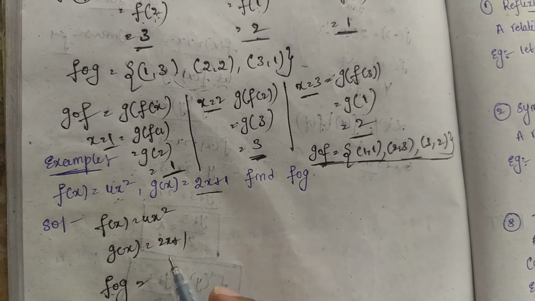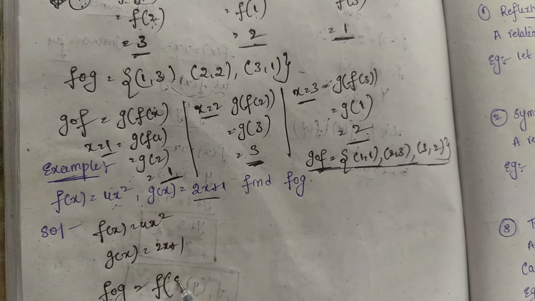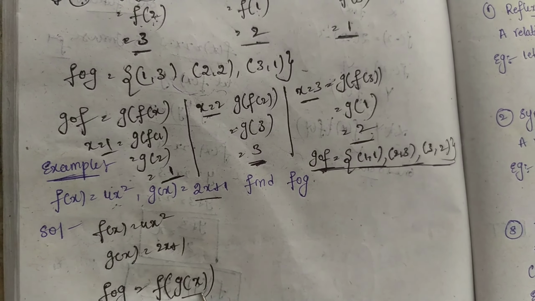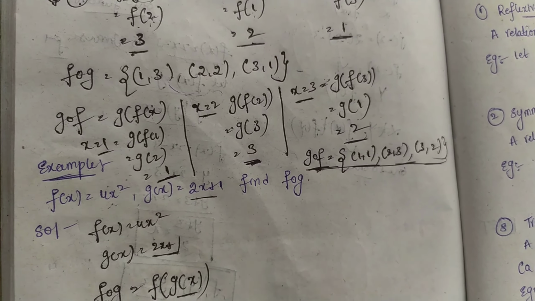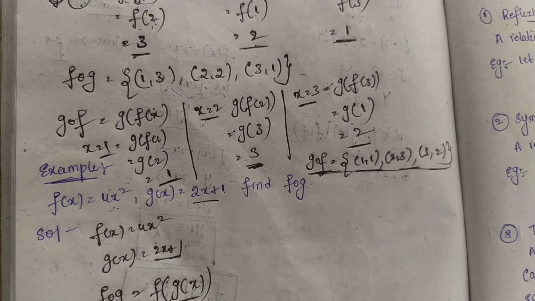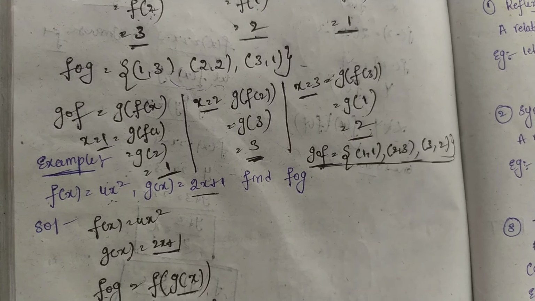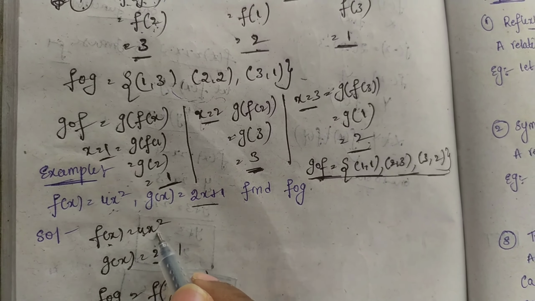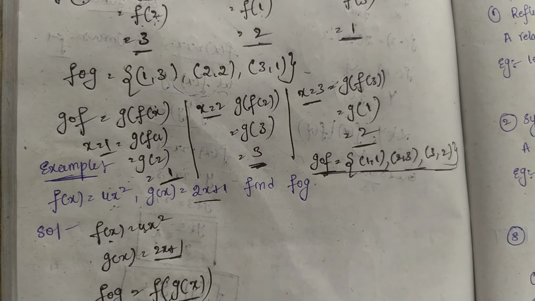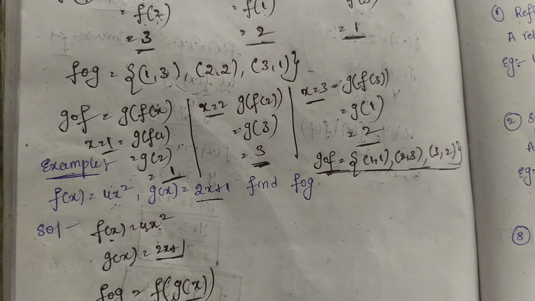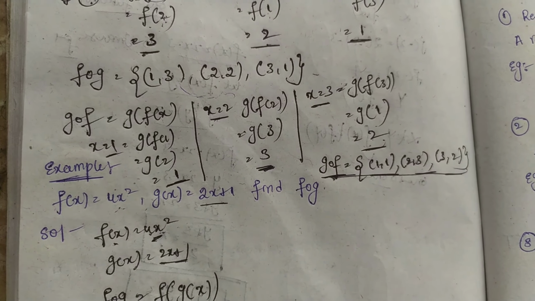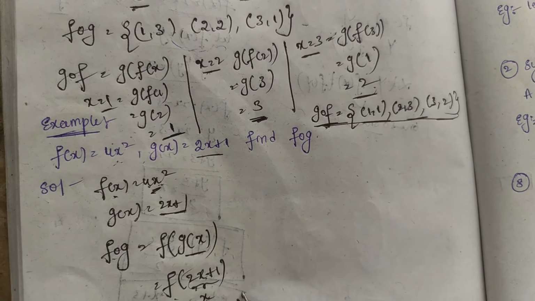Here f circle g means f of g of x. Here in place of g of x we have the value 2x plus 1. Here this is the value of x. Here f of x means we have 4x square. So in place of x you have to substitute this value, that is 4 times, in place of x we substitute 2x plus 1 whole square.